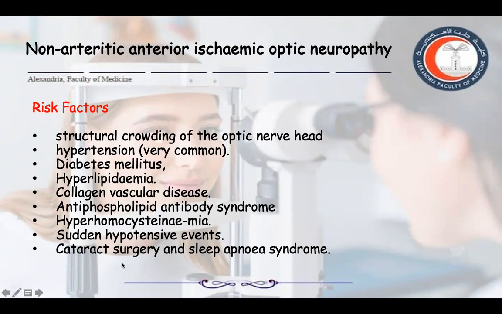And cataract surgery. Yes, I have encountered one or two cases of complicated cataract surgery. They were complicated by non-arteritic anterior ischemic optic neuropathy, and the patient lost his vision. He went into the OR for cataract removal and improving his visual acuity, and suddenly he lost his vision permanently. Unfortunately, yes.